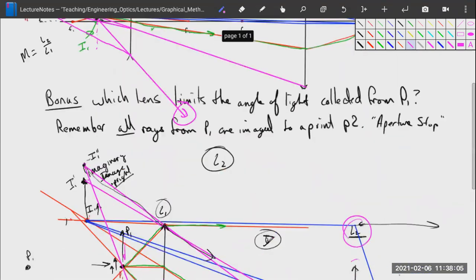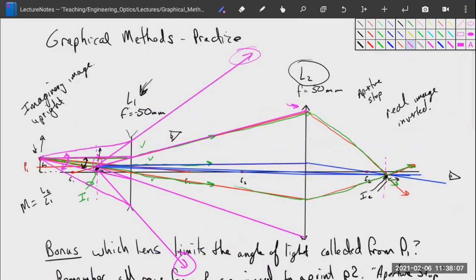Great, so that was two practice problems for our graphical method. The next thing we're gonna start talking about are some equations that allow us to do similar things, but obviously since they're equations, we have a little bit more flexibility. We can program them and we can put them into optimization routines in a way that we can't with the graphical method.